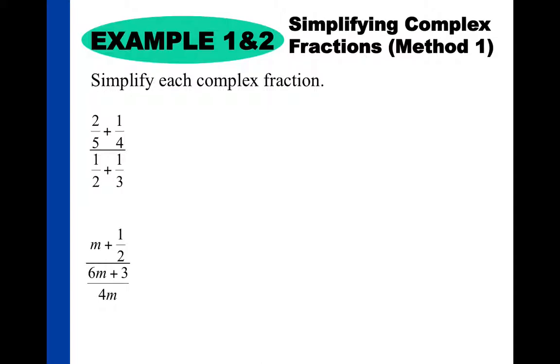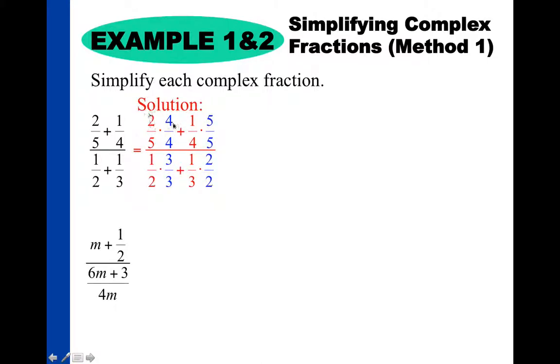Simplify each complex fraction. On top here we have 2/5 plus 1/4, and on the bottom 1/2 plus 1/3. In order to do this, we've got to get a common denominator up here. The common denominator is 20, so multiply by 4 over here and by 5 there. Down here, the common denominator is 6, multiplied by 3 and multiplied by 2. Then simplify: 2 times 4 is 8, 1 times 5 is 5, 1 times 3 is 3, and 1 times 2 is 2. The common denominators are 6 and 20.